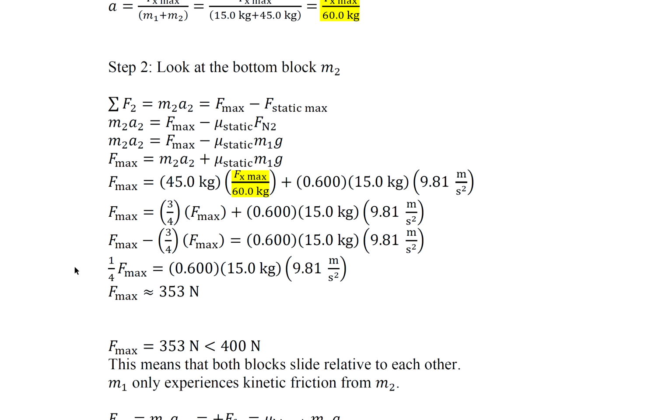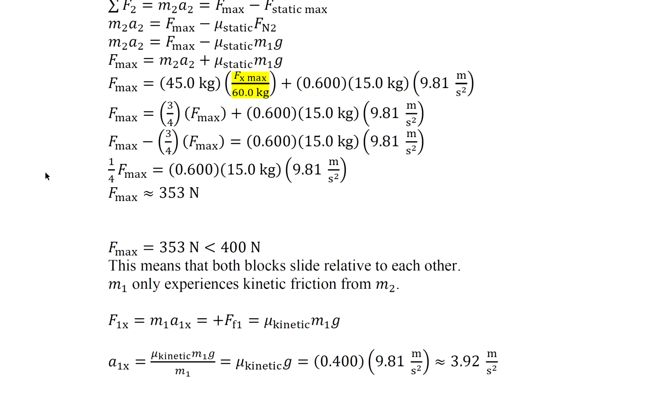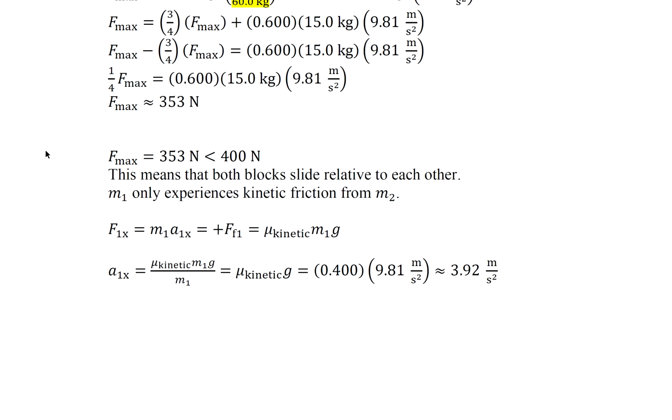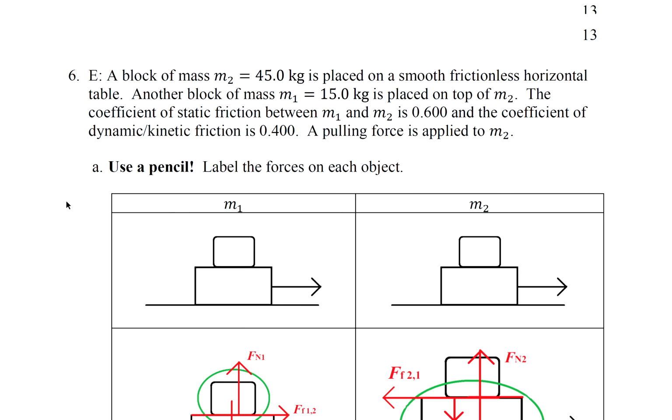Now we're going to solve for F max. And then we have F max is equal to 353, which is less than 400 newtons, which means that both blocks slide relative to each other. M1 only experiences kinetic friction. So the acceleration is going to be 3.92 meters per second squared, because kinetic friction is 0.4.